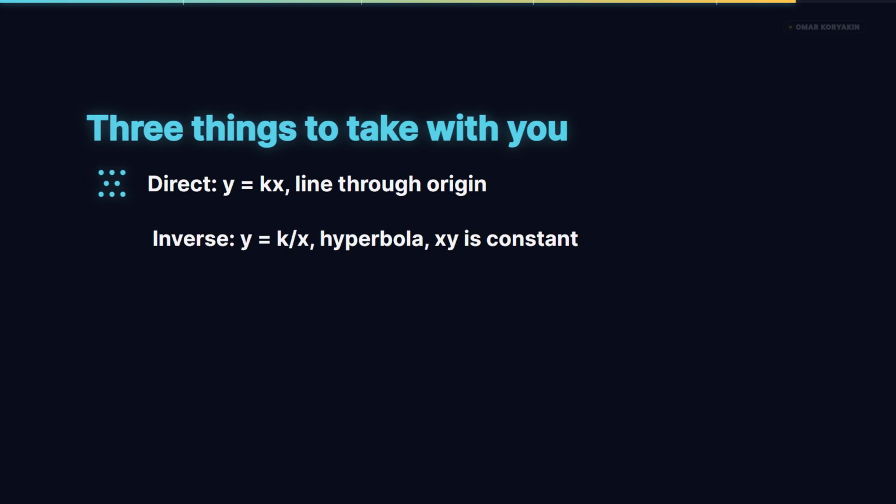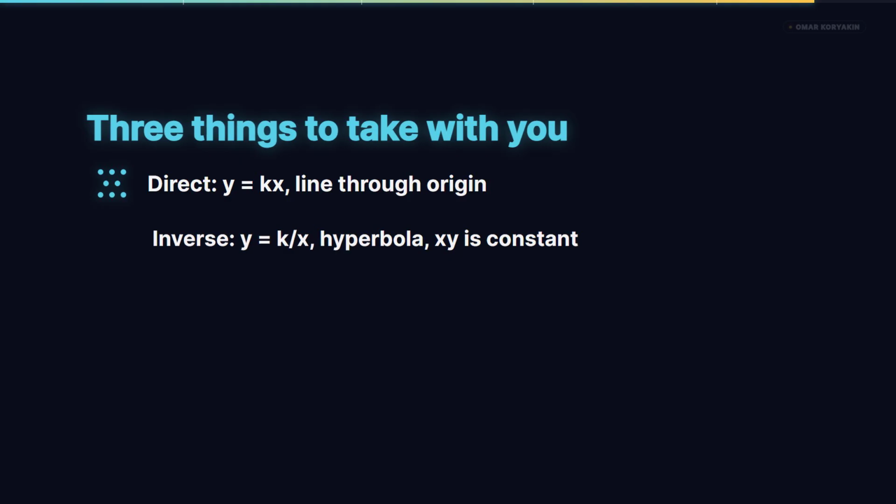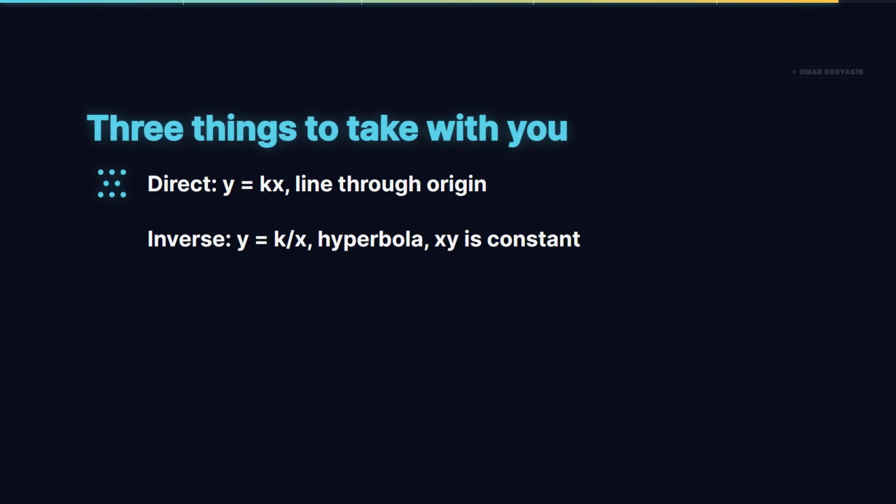Inverse variation links y to x as reciprocals. Y equals k divided by x, or equivalently x times y equals k. The graph is a hyperbola with two branches. To find k from a known pair, multiply x by y. To find y from a new x, divide k by that x.